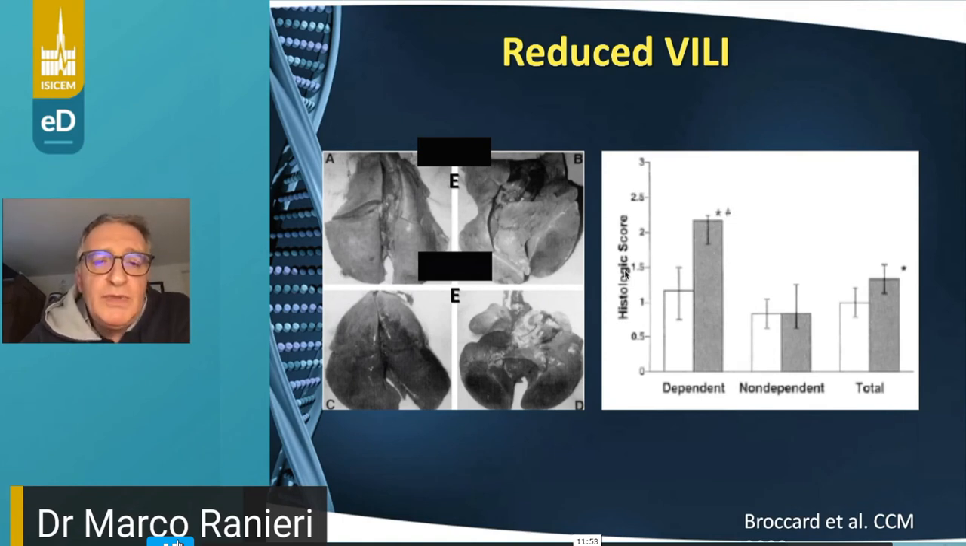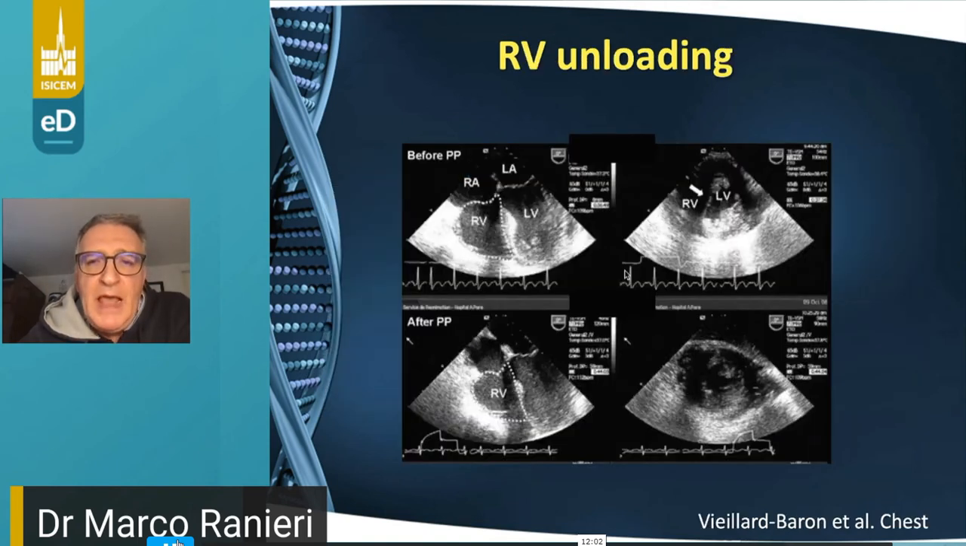So one of the potential benefits that was underestimated in the original studies of proning patients is to reduce ventilator-induced lung injury. Another element that should be taken into consideration is the hemodynamic effect of proning. And this is a very nice echo image showing the effect on right ventricle unloading of proning the patients.